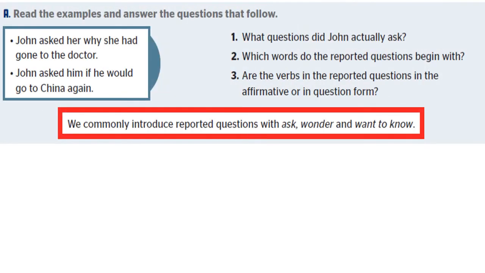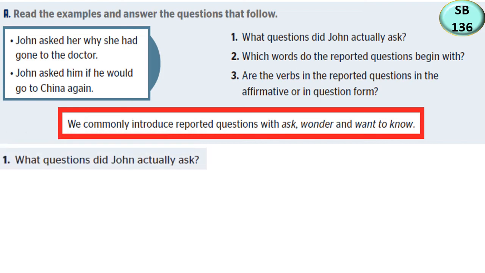Now open your books, page 136. Exercise A. In this exercise, we have two reported questions. The first one, John asked her why she had gone to the doctor. The second, John asked him if he would go to China again. Now answer questions from 1 to 3.